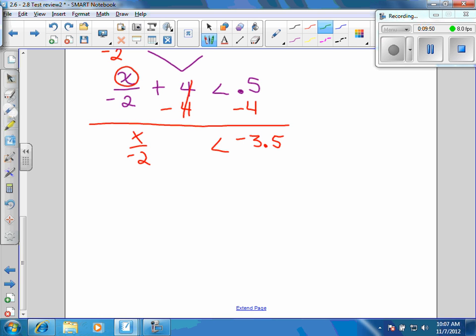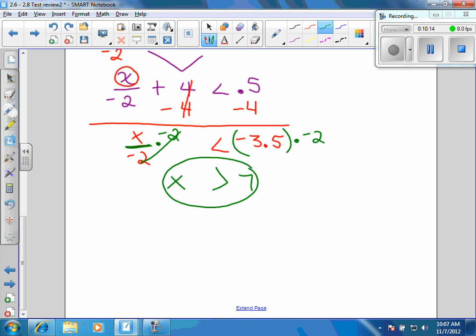Well, watch what happens. This is division, right? Yeah. So we have to multiply by negative 2. And negative times negative is positive. So we're going to multiply here by negative 2. Which means switch the sign. So because we multiplied by a negative, we're switching the sign. And negative 3.5 times negative 2 is a positive 7. Okay? So that's a great test level problem.